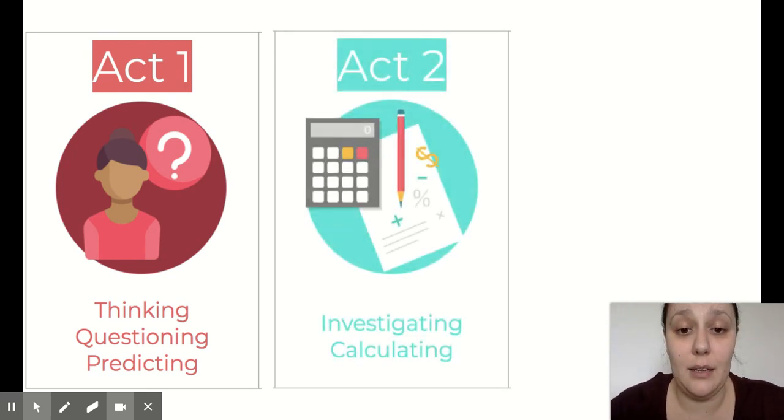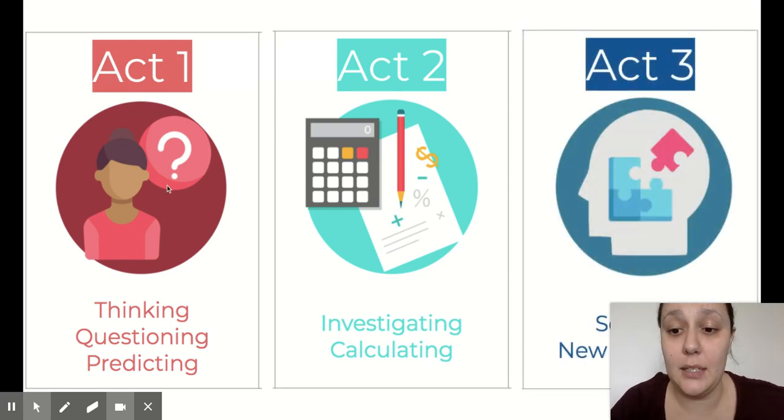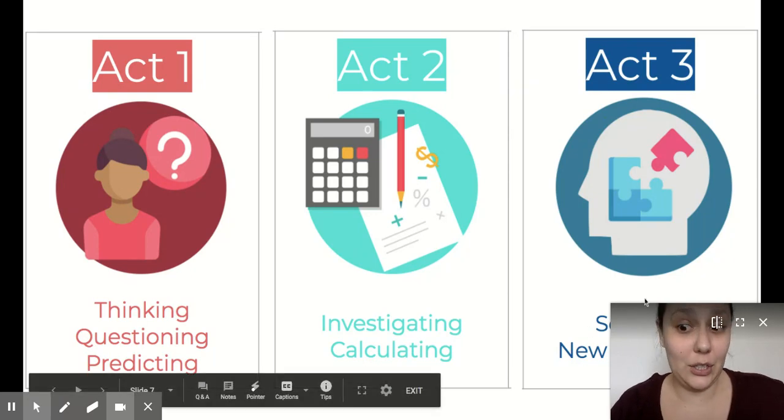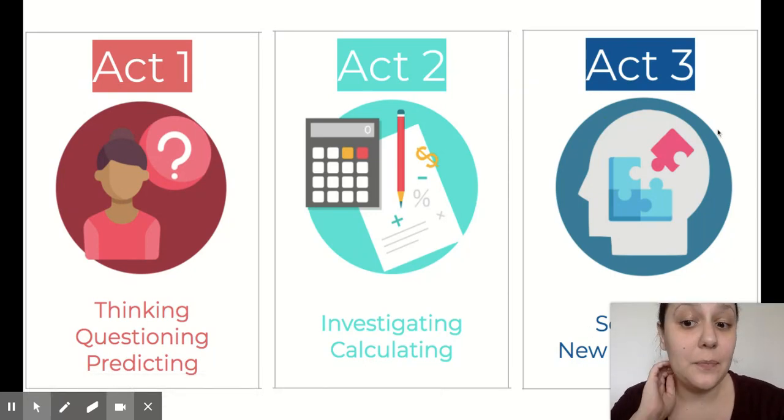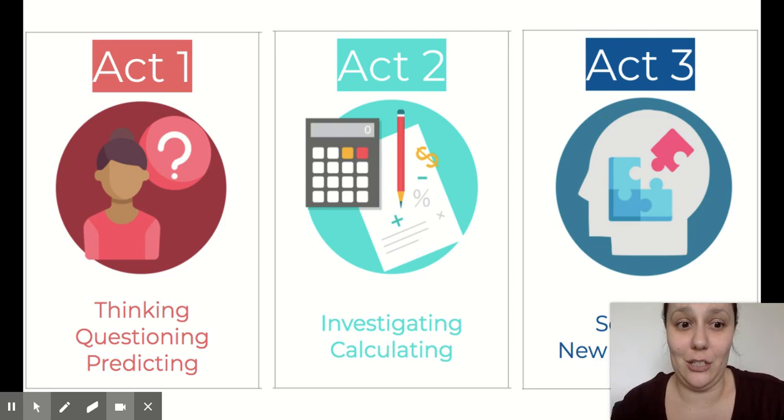The second act is investigating and calculating. In this part, you receive more information, and then you can use math strategies to try to calculate the answer to the big question. Finally, the third act is the solution. In this act, you're going to find out what the real solution is, see if your prediction is correct, and then you might ask questions for the next investigation.